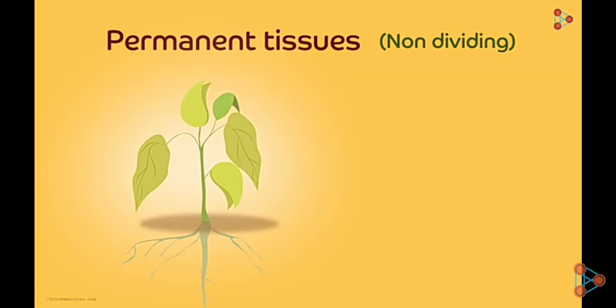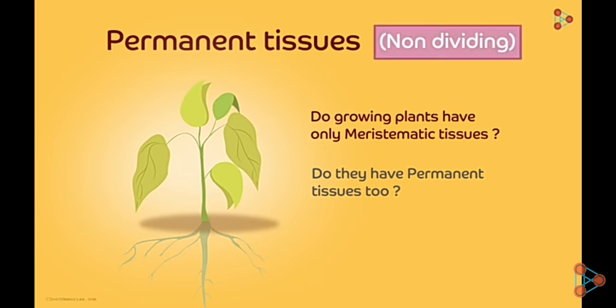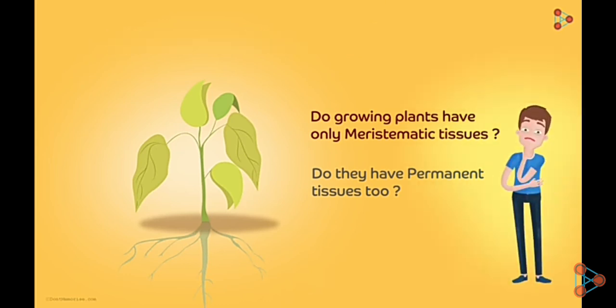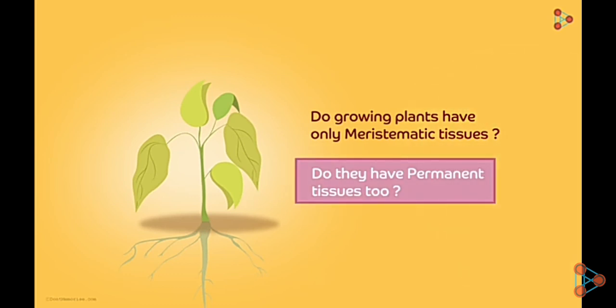That is kind of out of place, right? The plant is growing and thus must have only meristematic tissues. Permanent tissues would mean tissues that are already present and those that do not divide. So initially, if the plant does not have permanent tissues, where do they come into the picture? I am sure this is a mind-boggling question. The answer is actually quite simple.